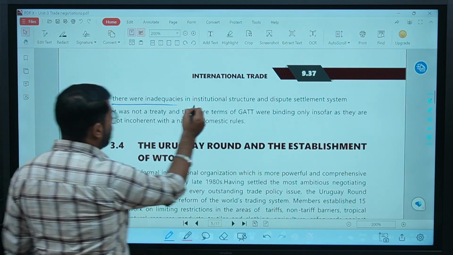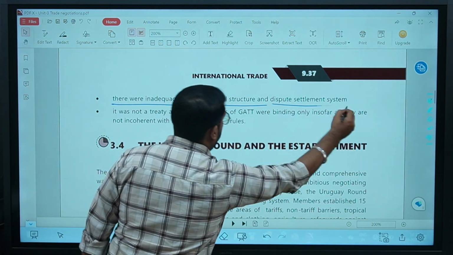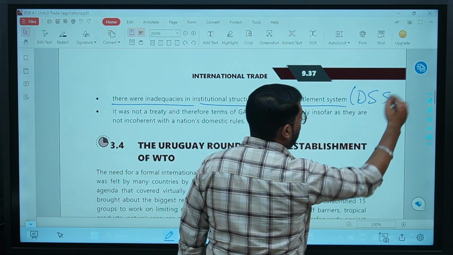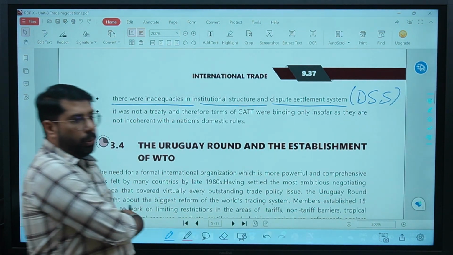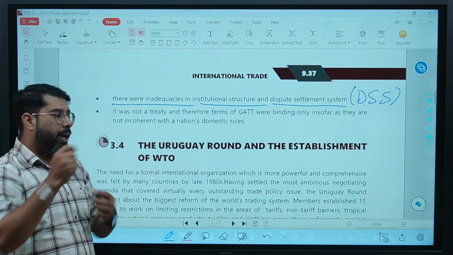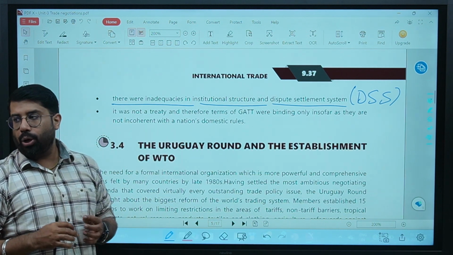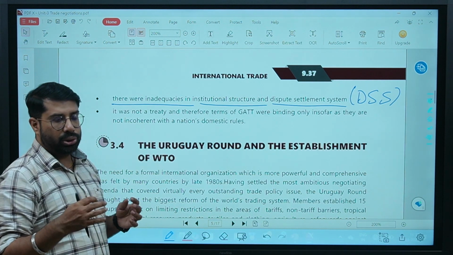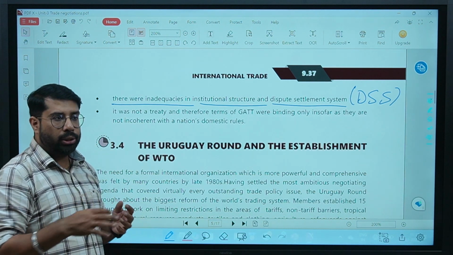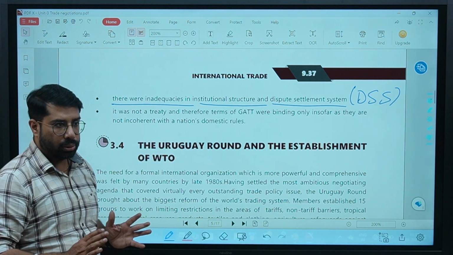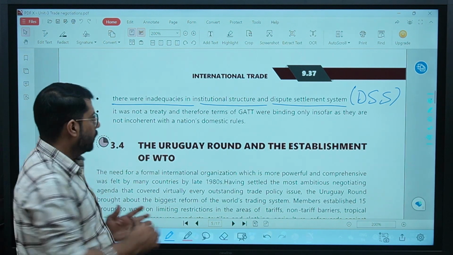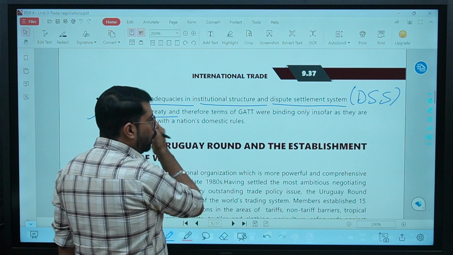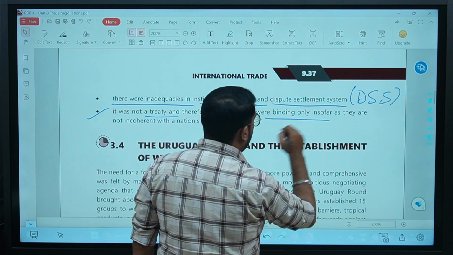There were inadequacies in institutional structure and dispute settlement system. So there was no DSS. DSS is dispute settlement system. In case of any dispute between two or more countries regarding their trade, there was no such system which could help those countries to settle their dispute. Clear it now?